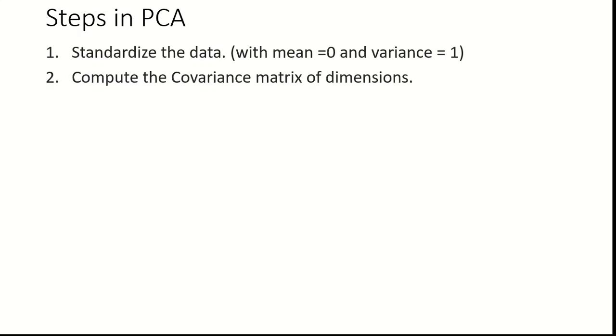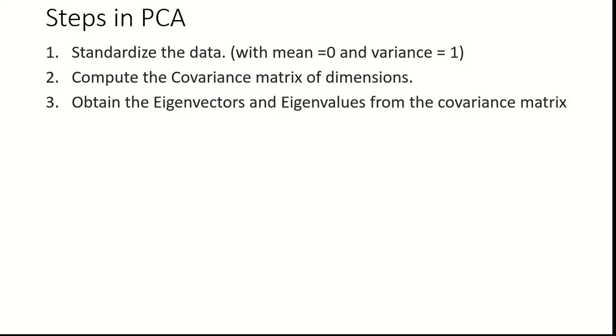And in the second step, after standardizing, we have to compute the covariance matrix of the dimensions. Next, we have to find out the covariance matrix. Then third, obtain the eigenvectors and eigenvalues from the covariance matrix. We have to find out the eigenvectors and eigenvalues. They are very important in this principal component analysis.